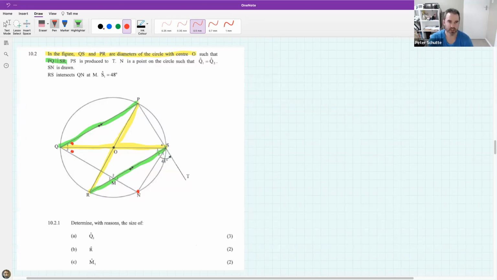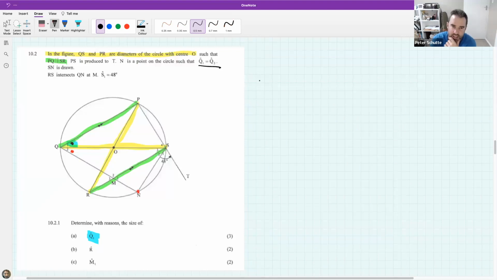Now time for your job. Determine with reasons the size of Q1. So let's try and find what Q1 is equal to first. So you might need to do a bit more work. So because they've told you, let's have a look here. Did they tell you? What did they tell you in the things? Oh, Q1 equals Q2. They've told you that already.